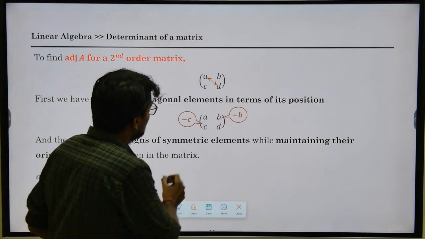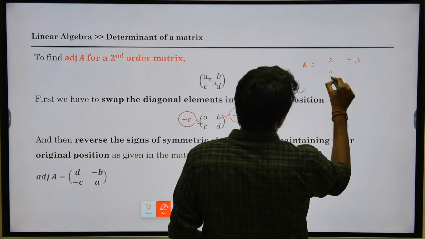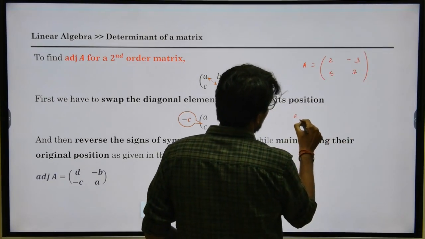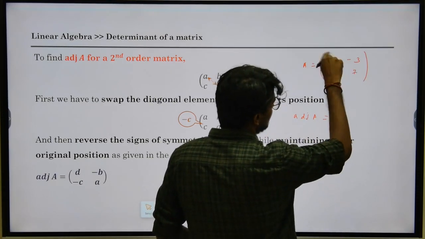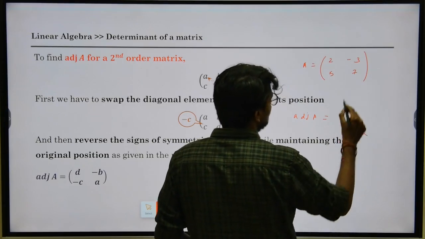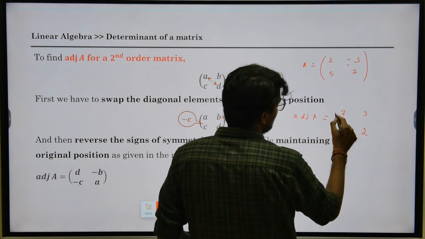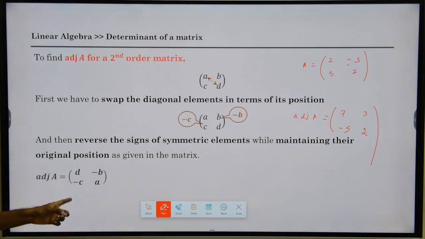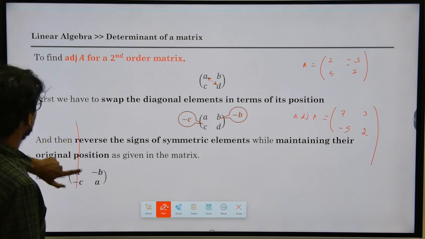Okay, sign alone. For example, the matrix is 2 minus 3, 5 7. If you are going to find the adjoint of A, what will it be? Just reverse the diagonal, so it is going to be 7 2. Sign has to be changed, so minus 3 will become 3, 5 will become minus 5. That's it. That is one of the shortcuts which I want you to remember. I will display it at the end.